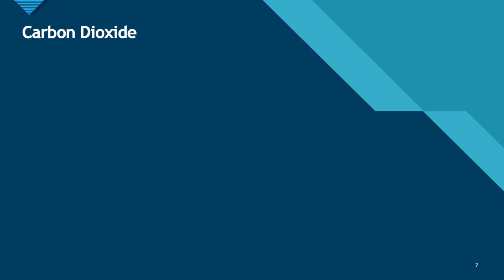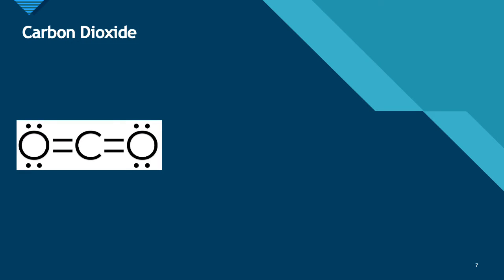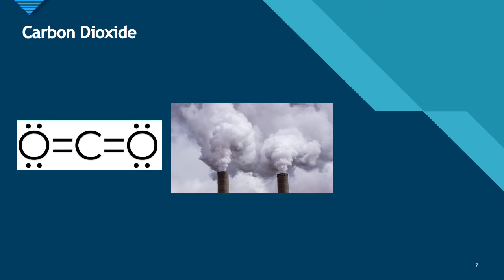So what is carbon dioxide? Well, carbon dioxide is a chemical compound that contains one carbon atom and two atoms of oxygen. It is the most emitted greenhouse gas by humans through processes like fossil fuel burning, which we will get to in a second.